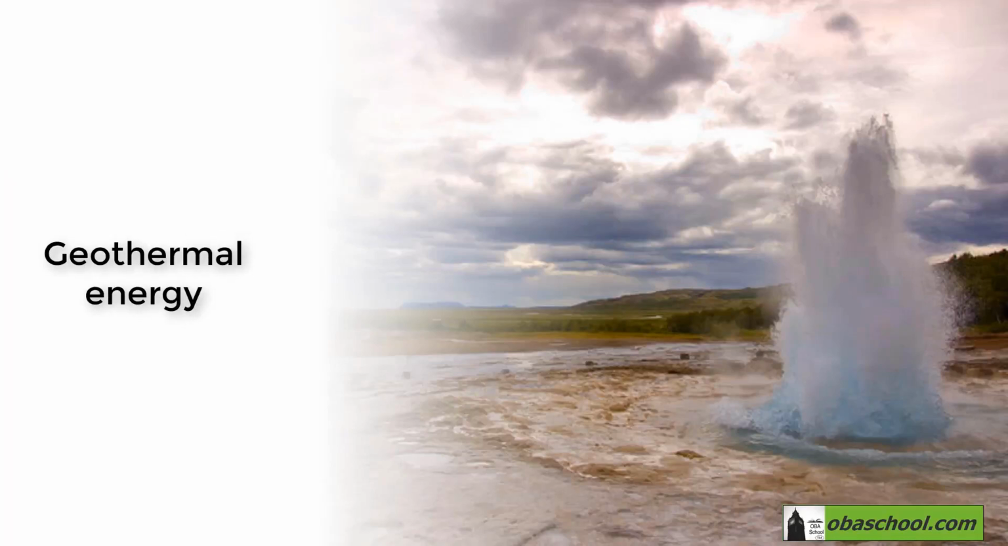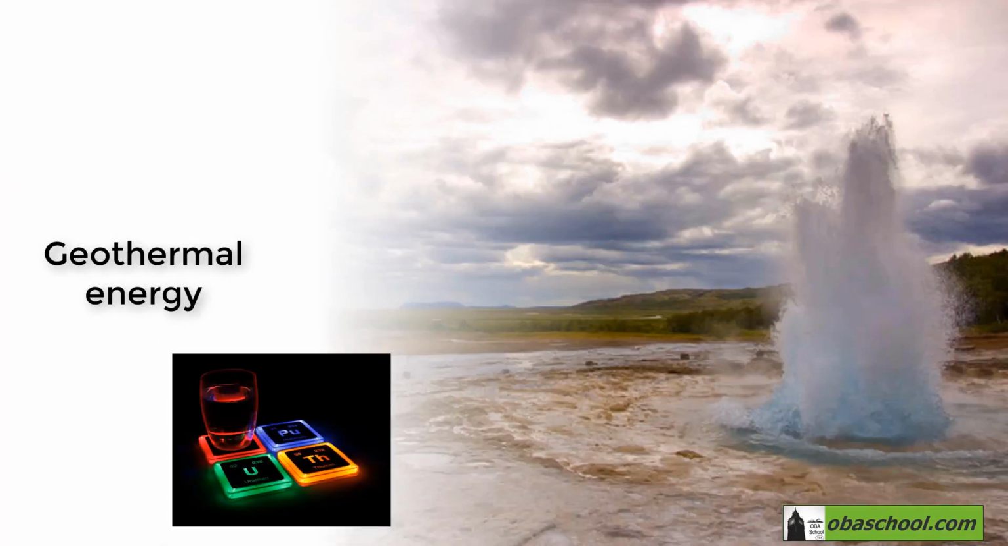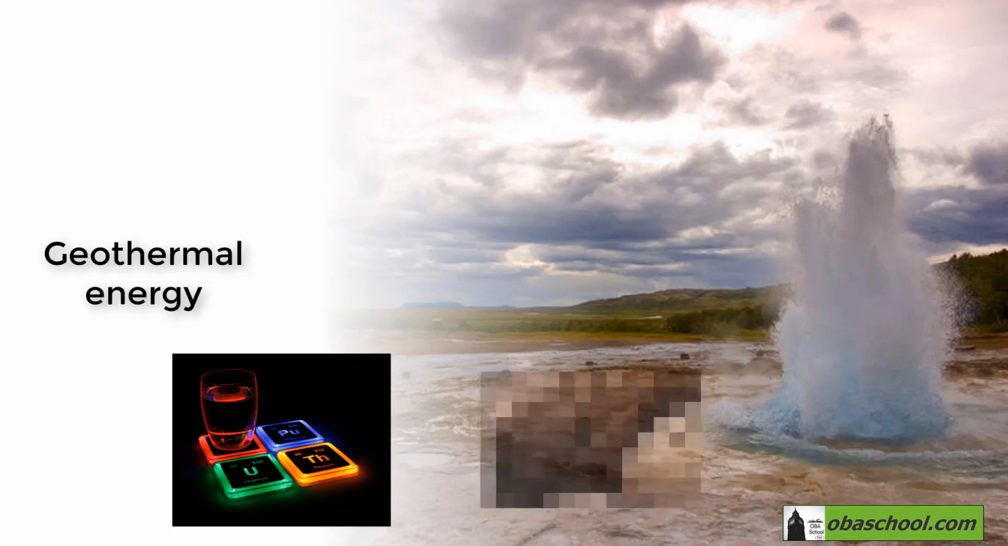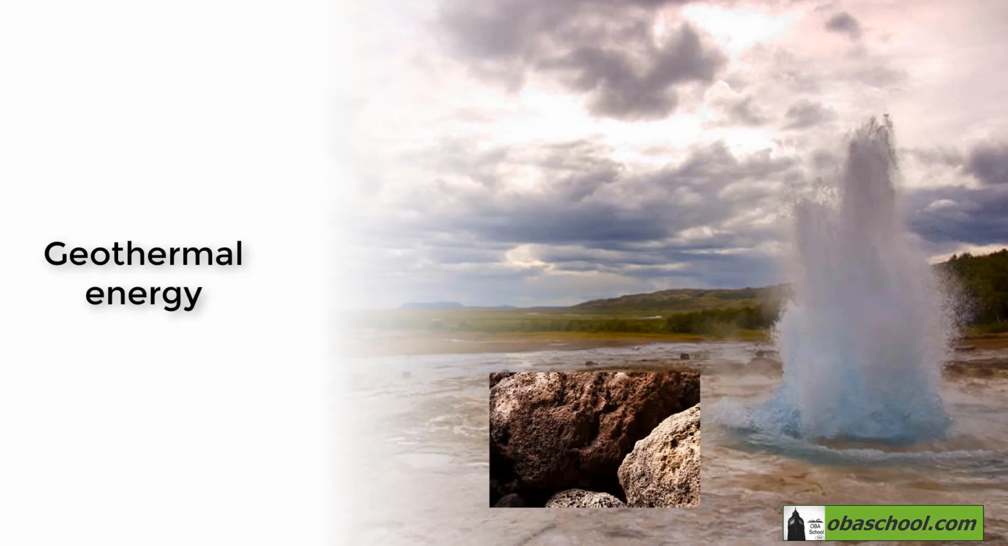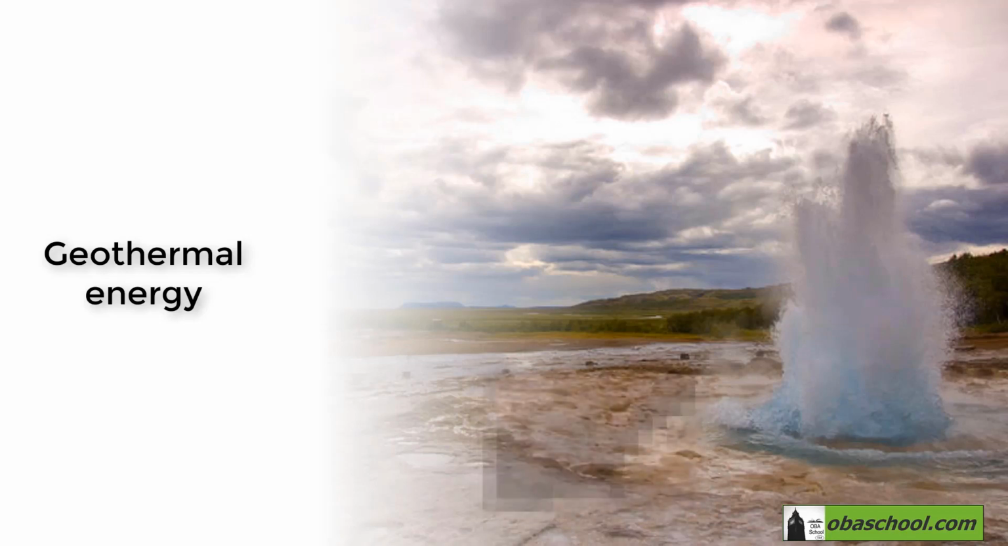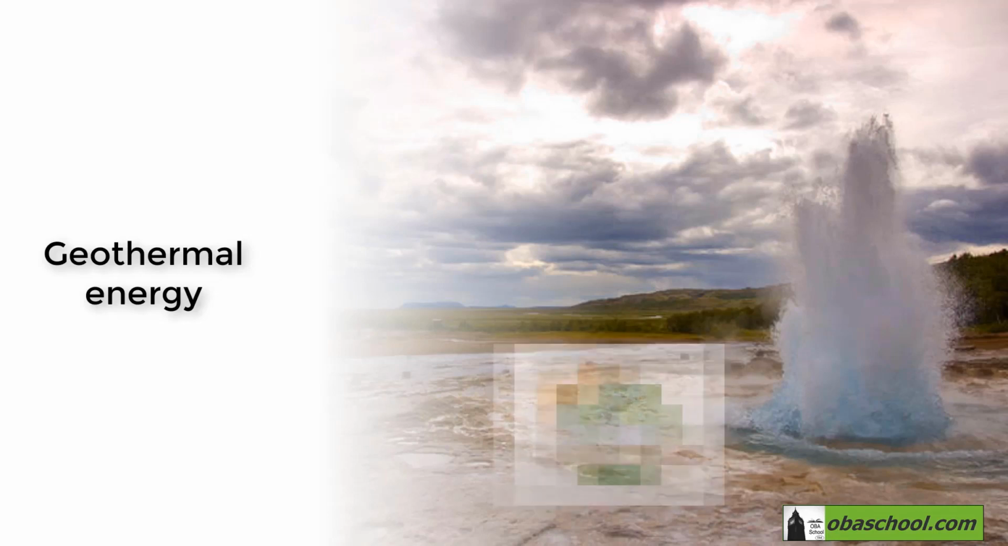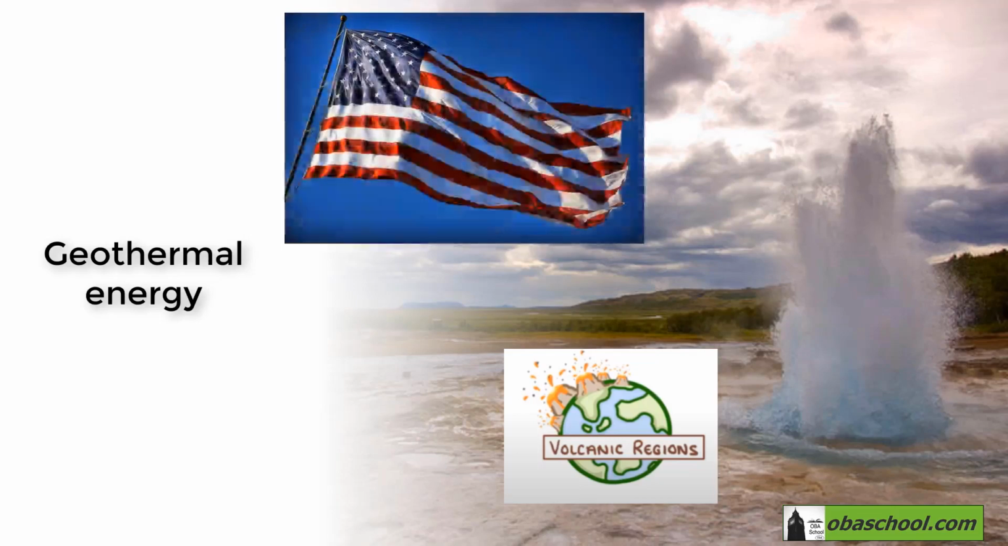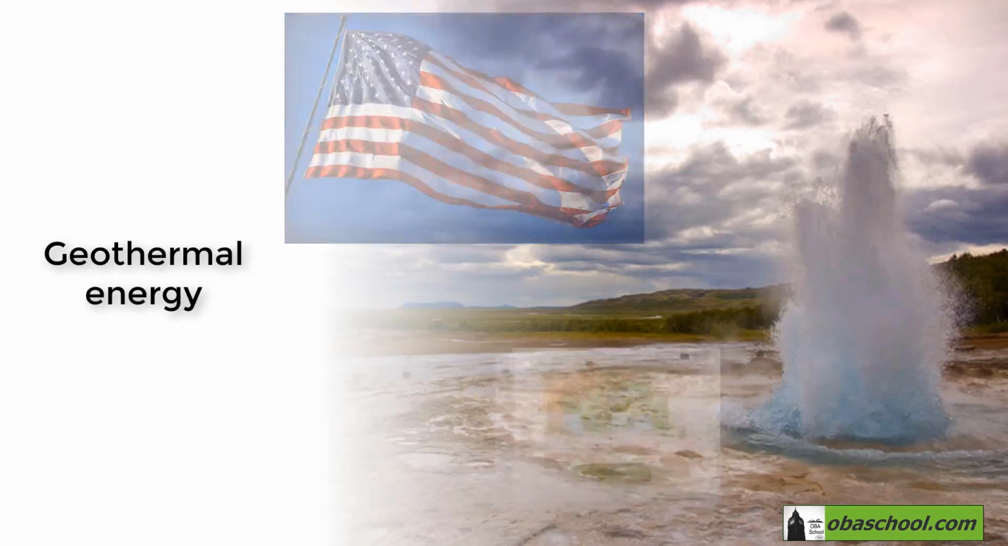Geothermal energy comes from the energy released by radioactive substances deep within the Earth. The energy is transferred from these radioactive substances, heating the surrounding rocks. So energy is transferred by heating towards the Earth's surface. We can use this energy in volcanic regions like in the US.